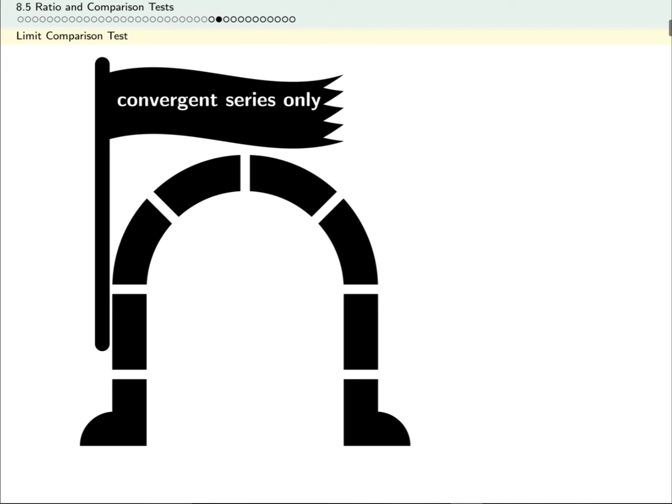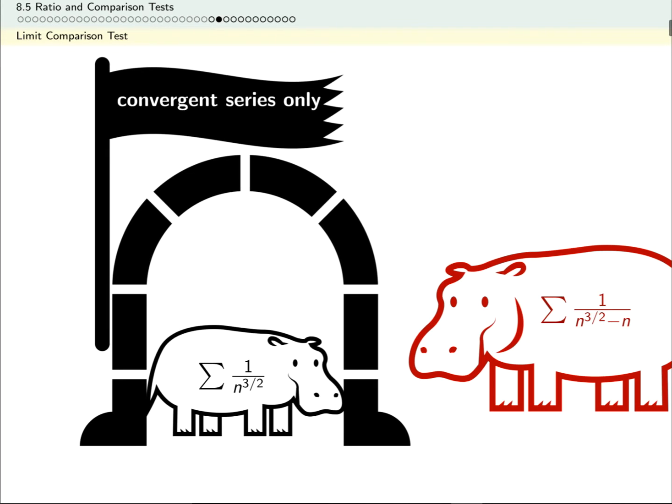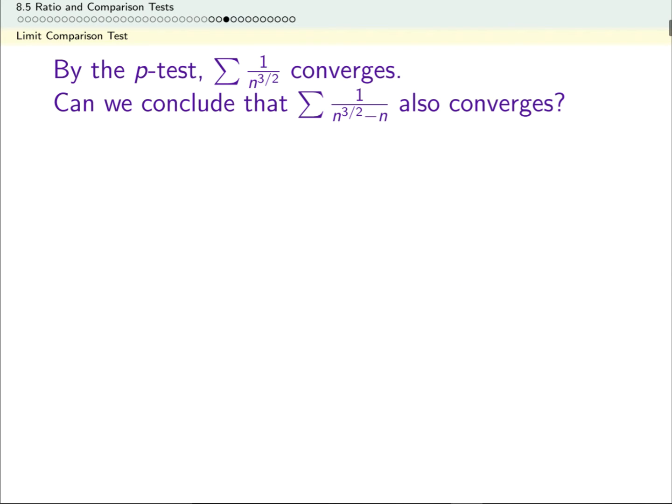I know terms of a series have to be small for the series to converge. I know terms of my p-series are small enough that the series converges, but my mystery series is bigger. So the direct comparison test can't tell me whether this series has terms that are small enough to converge, or whether it has terms that are so big it causes the series to diverge. We can, however, use the limit comparison test.